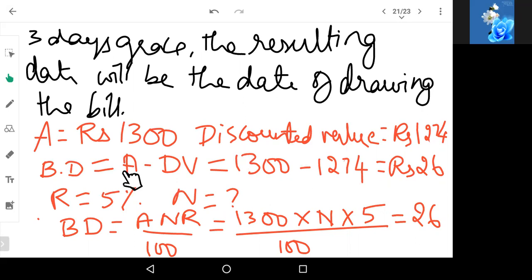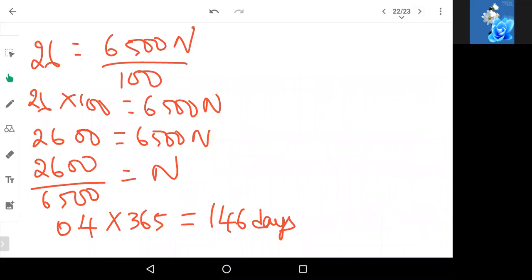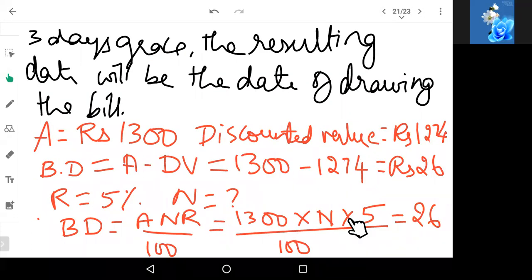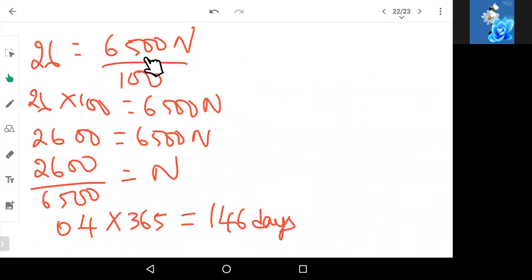Now the other way to find banker's discount is amount into N into R by 100. So amount is 1300, that is the face value of the bill. Then into N, we do not know N. Into R is 5% divided by 100, and we know the banker's discount, which is 26. Now let us simplify. 1300 into 5 will give me 6500 into N by 100. On the other side, we have 26.